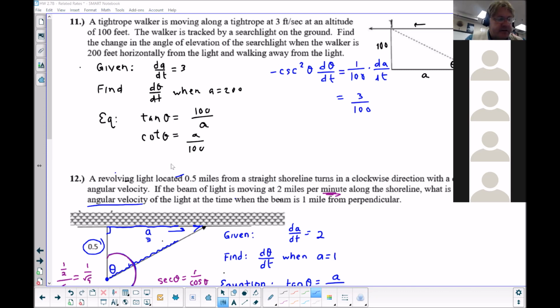All right. And then over here on the left side, the cosecant squared, looks like we're going to have to look at a specific moment. That moment is when A is equal to 200. So rather than redraw the picture, I'm just going to let A be 200. And then this is going to push you a little bit in terms of asking if you remember something that I just told you a moment ago.